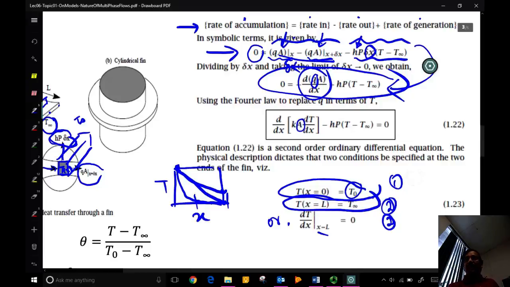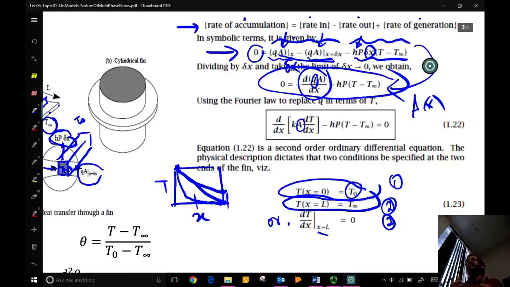In fact, if you make A a function of X, that is a variable fin, then you gain extra degree of freedom as a designer. Then I can ask the question, okay, what should be A of X such that I can meet this dual condition of temperature being room temperature and the gradient being 0, right? Any questions? Is it clear?